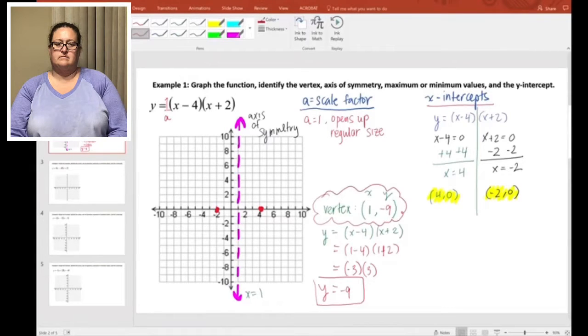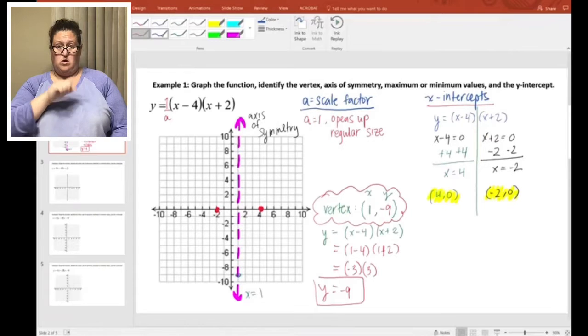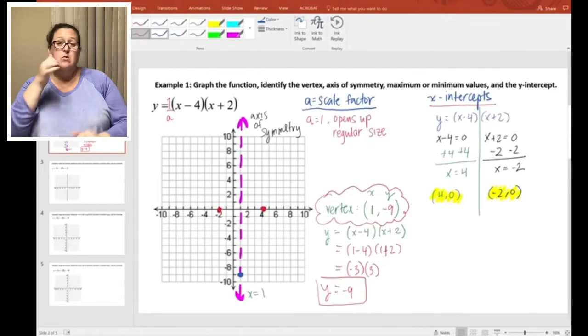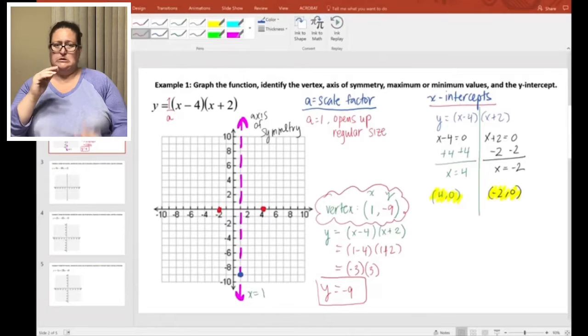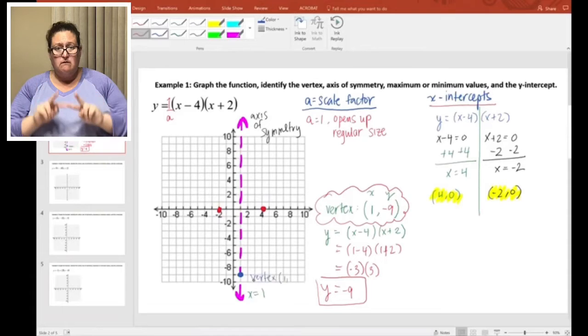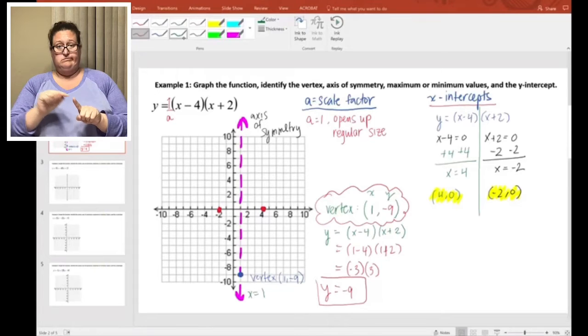Let's take our vertex and plot it along the axis of symmetry. We need to go to 1, -9. Remember our scale factor from earlier? Now our scale factor is going to come into play. I know that the scale factor is 1. To use that, we want to go back to our vertex. The vertex is at 1, -9. The scale factor is 1, so from the vertex, I want to go 1 unit to the right and 1 unit up.